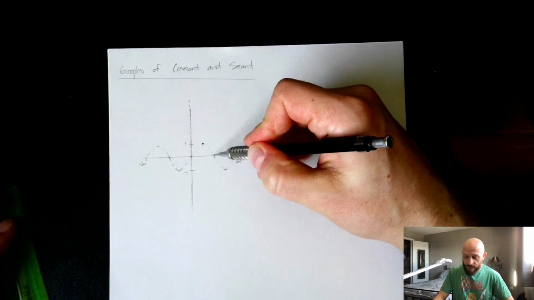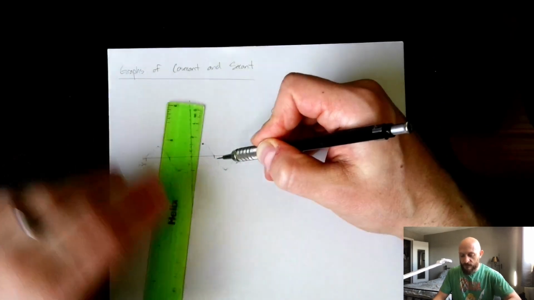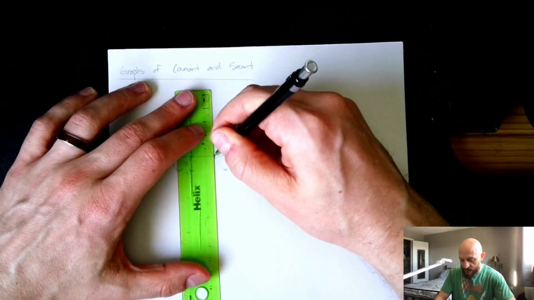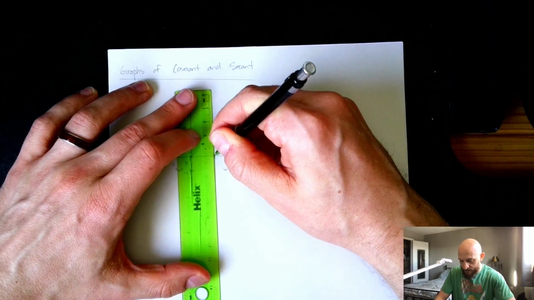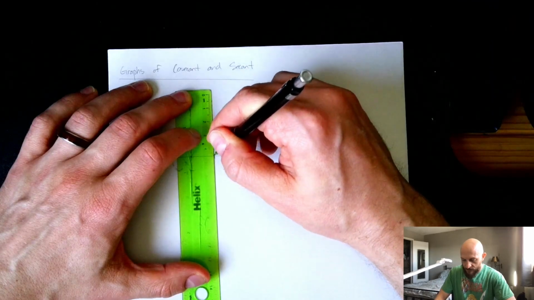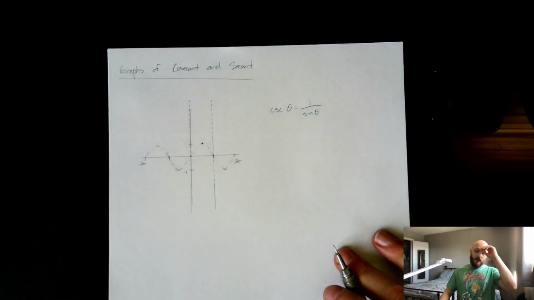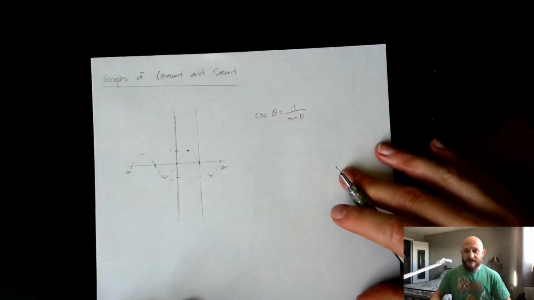And I'll also draw an asymptote through here because it'll be the exact same thing. Right here at pi, sine of pi is 0. 1 over 0 is undefined. So there's another asymptote here at pi. So wherever sine equals 0, cosecant has an asymptote. And once again, it's the exact same idea.